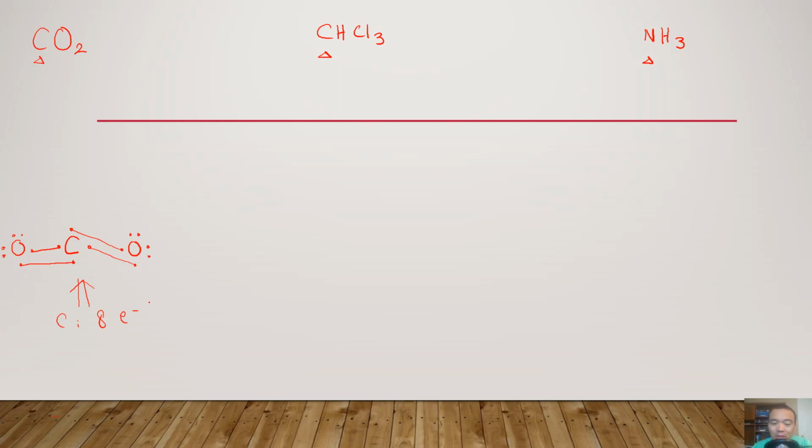So this structure is a good structure, but let's rearrange it so it looks a little bit more beautiful. So for center atom carbon, you have 2 double bonds surrounded by 2 oxygen. Don't forget to copy the dots. So that's the Lewis structure for carbon dioxide.